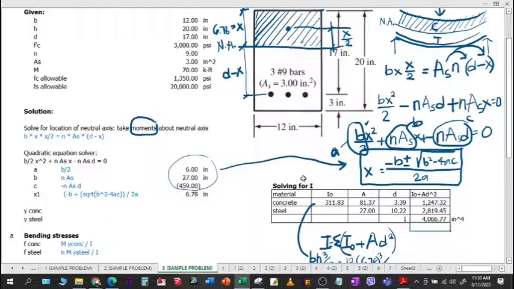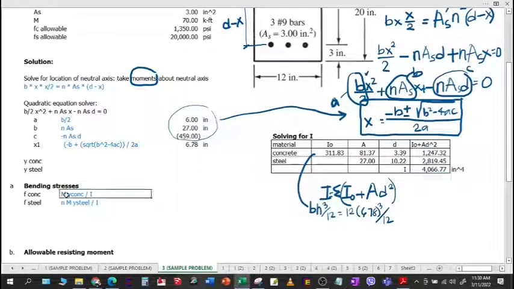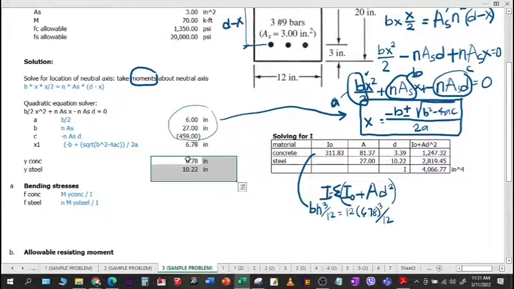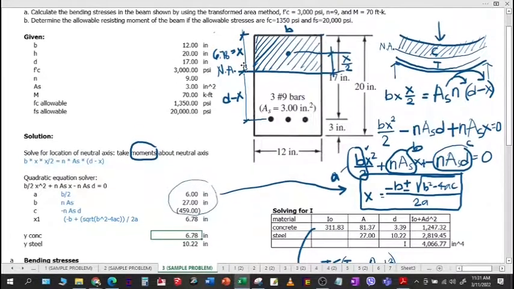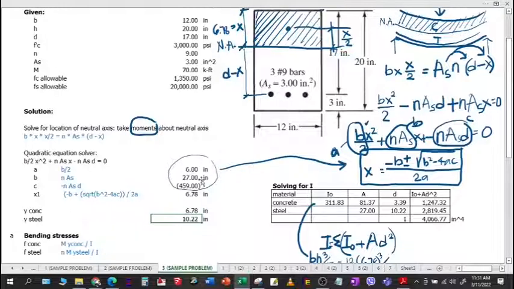Okay, so what we were able to find out is the location of the neutral axis plus the I, and we are now ready to solve for the bending stresses in concrete and the bending stresses in steel. Okay, and by the way, our distance for concrete, the Y for concrete and steel are the following respectively. This one is X here, and this one is D minus X right here.